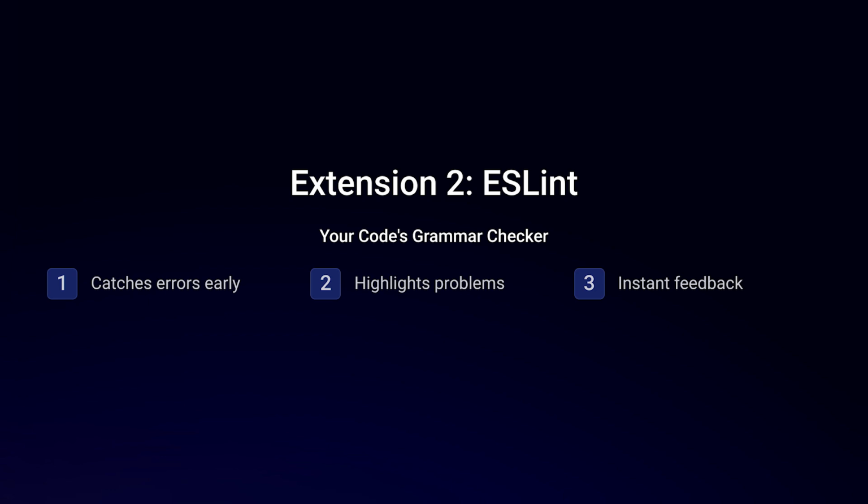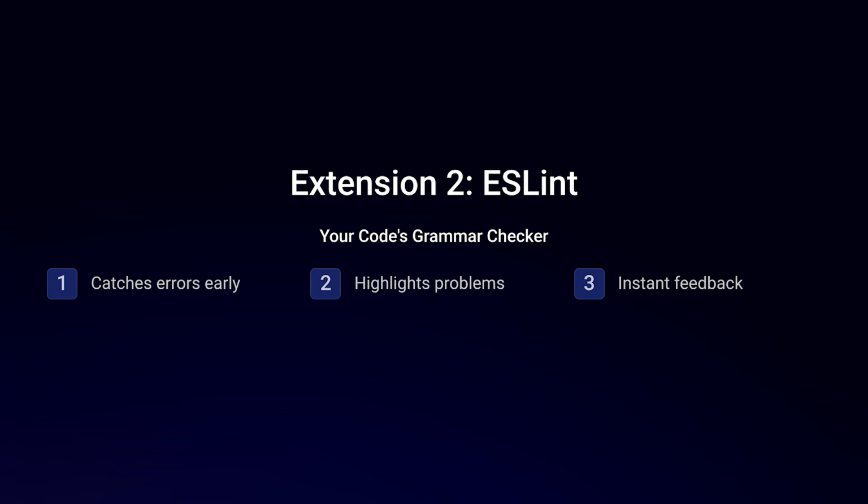Next we have ESLint. Think of ESLint as your personal grammar and spell checker for code. Just like a grammar checker points out awkward sentences or missing commas in your writing, ESLint spots potential problems, errors, or style inconsistencies in your code. This is super important because even small mistakes can stop your program from working. ESLint gives you instant feedback right inside VS Code, helping you learn and correct your code as you go.